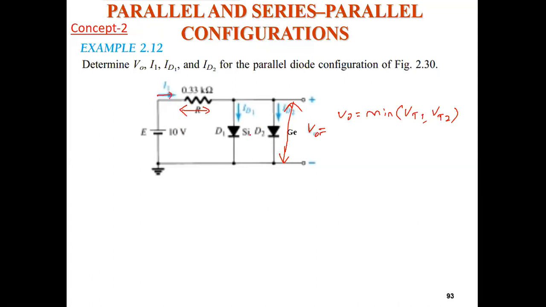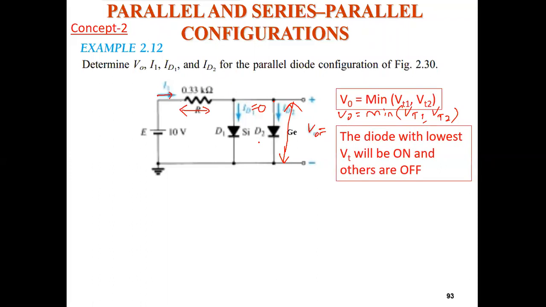Okay, and here tell me what will happen to this ID1. कट ऑफ हो जाएगा. ID1 will be 0, क्योंकि हमारे पास ये जो सेकंड वाला पाथ है, that will be conducting only, because वो सेकंड वाला पाथ कम वोल्टेज पे ऑन हो जाता है, तो इसलिए जो सिलिकॉन वाला पाथ है वो ऑन नहीं होगा. So V0 equal to minimum of VT1 and VT2. Okay, the diode with lowest VT will be on and the others are off.